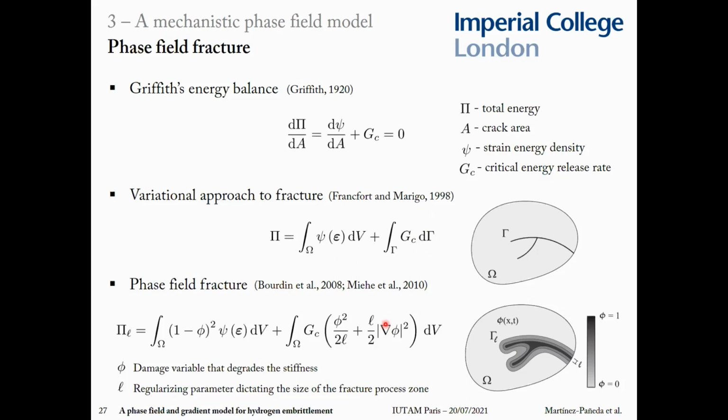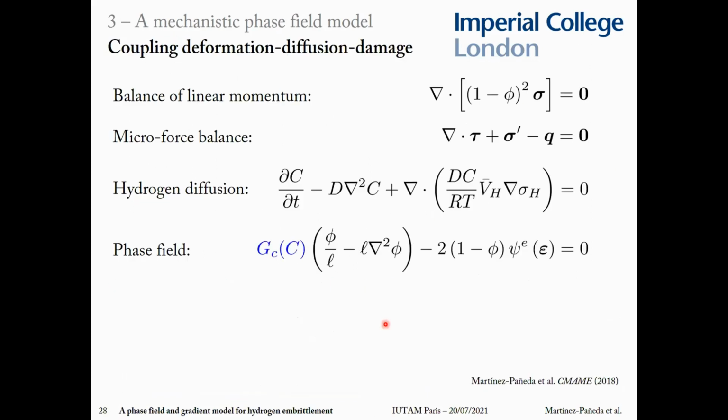And again, there's a length scale in there. It's sort of a non-local damage model. So there's a fracture length scale coming into play as well. Okay, so now the question is, we have the balance of linear momentum, the microforce balance, the hydrogen diffusion result, and another equation for the damage. The question is, how do you couple all of these ingredients?